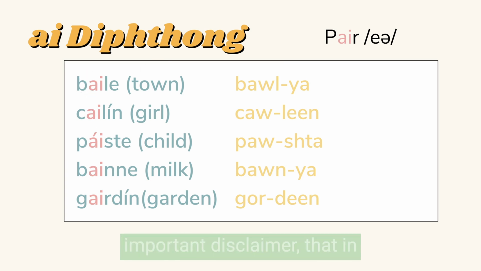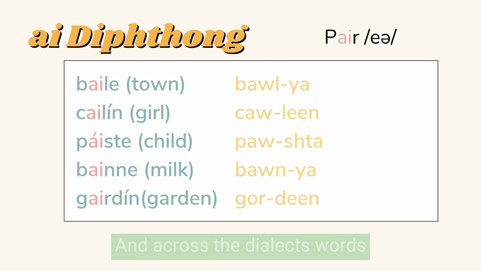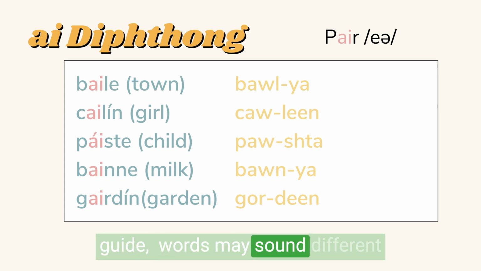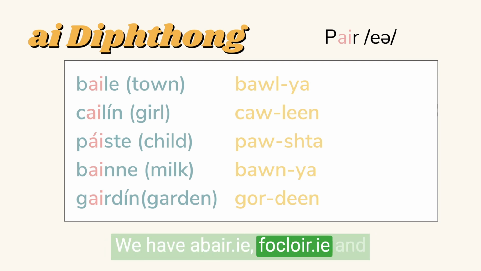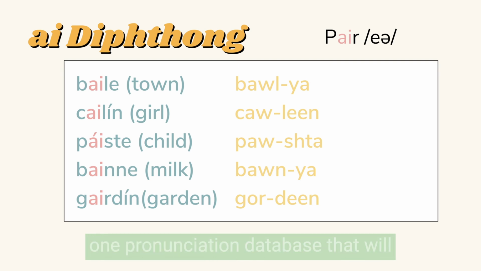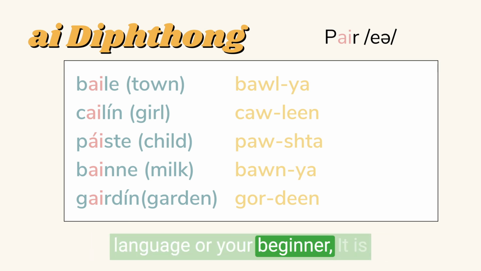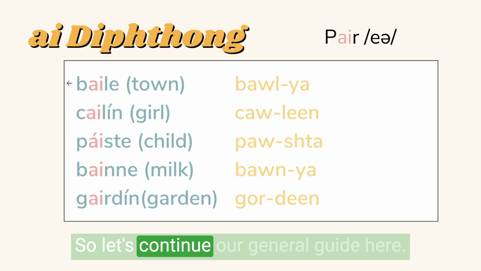Now it's a very important disclaimer that in Irish there are 3 dialects: Ulster Irish, Munster Irish and Connacht Irish. We also have a standard Irish as well that we use in print and media. And across the dialects, words are pronounced differently. So although this is a pronunciation guide, words may sound different in different dialects. But we have amazing resources online. We have oper.ie, folklore.ie and teanglann.ie, 2 dictionaries and 1 pronunciation database that will help you with the pronunciation of words across the different dialects. If you are new to the Irish language or you're a beginner, it is cool to type in the words and hear them in the different dialects and hear how they're slightly different. So let's continue with our general guide here.